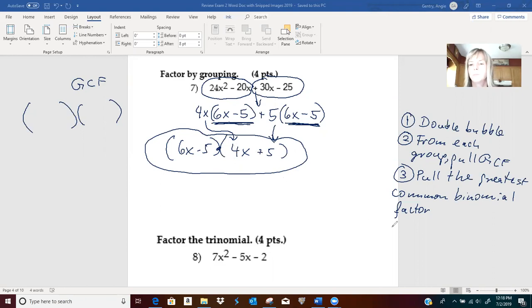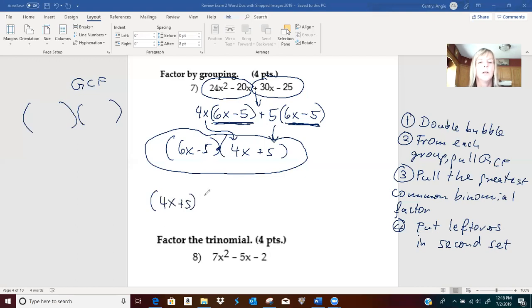So that's done. So for step 4, put leftovers. And I know this isn't book speak, but this really helps people because we all like leftovers in the second set. And then some people factor a little differently, and they'll ask me, well, I was taught back in high school to take the 4x plus 5 and then to take the 6x minus 5 and put it behind it. And they ask me, is this correct?